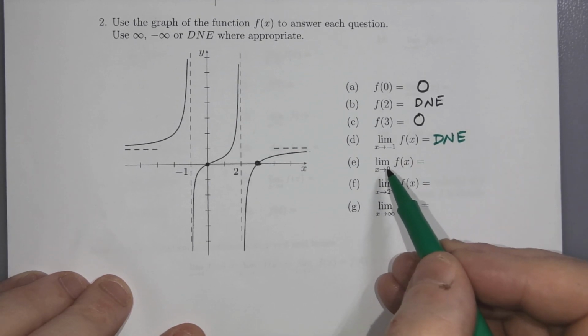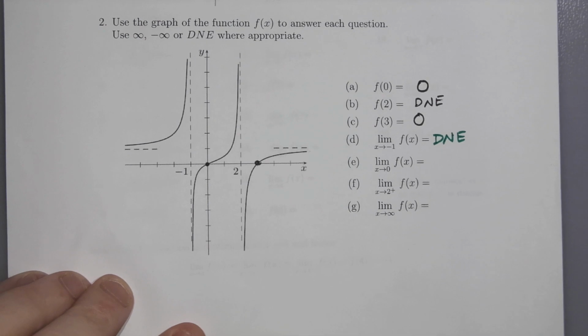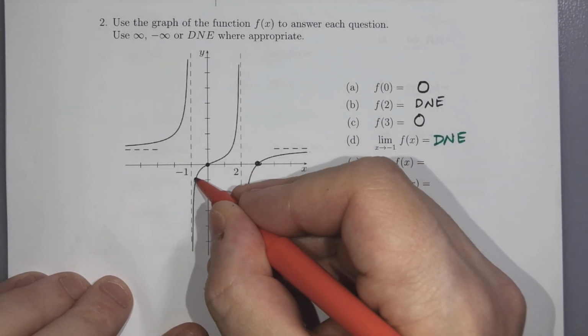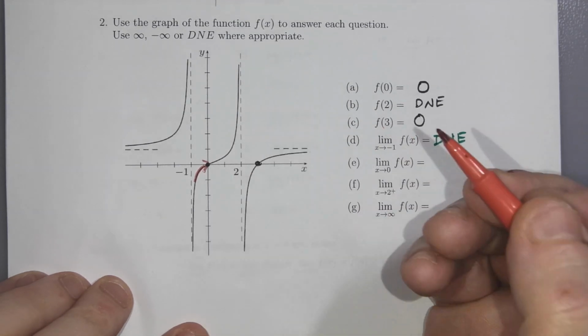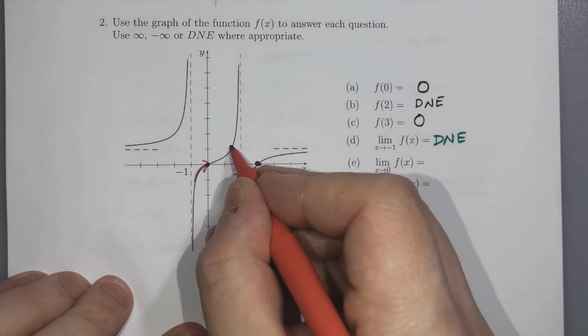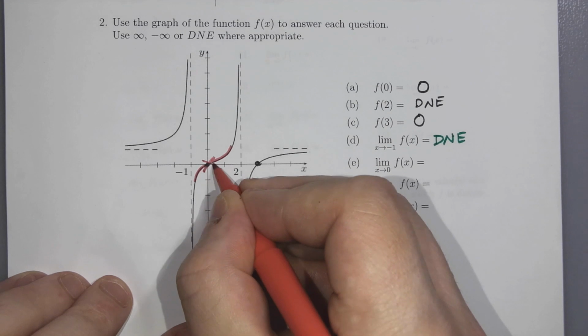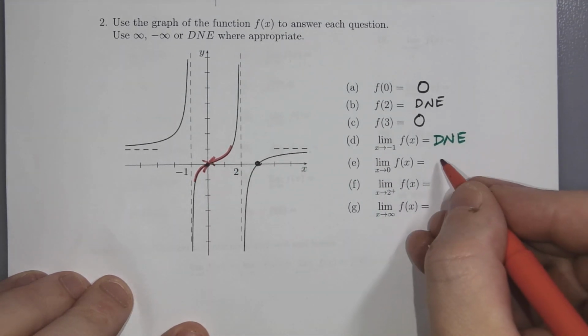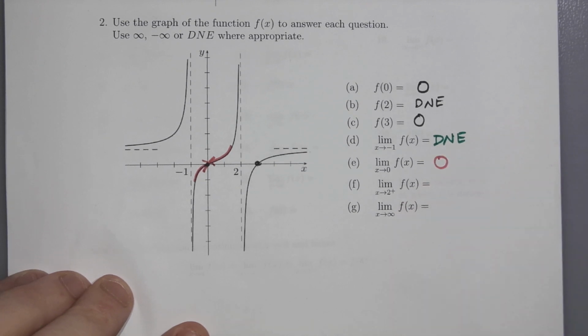x approaches 0. As I approach x equals 0 from the left, the outputs are getting close to 0. As I approach x equals 0 from the right, the outputs of the function are also getting close to 0. So in that case, it's unambiguous. We can give it the value of 0.